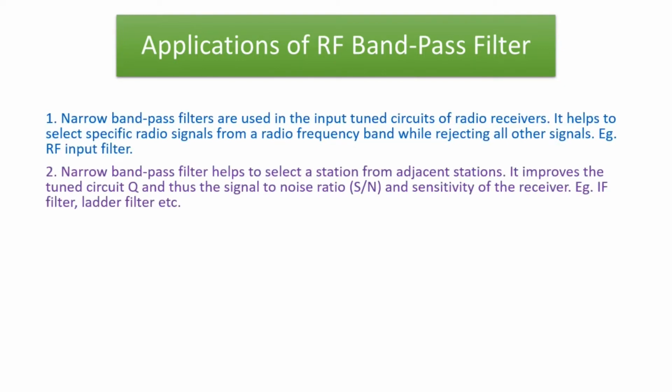2. Narrow bandpass filter helps to select a station from adjacent stations. It improves the tuned circuit Q and thus the signal to noise ratio and sensitivity of the receiver. Example, IF filter, ladder filter, etc.